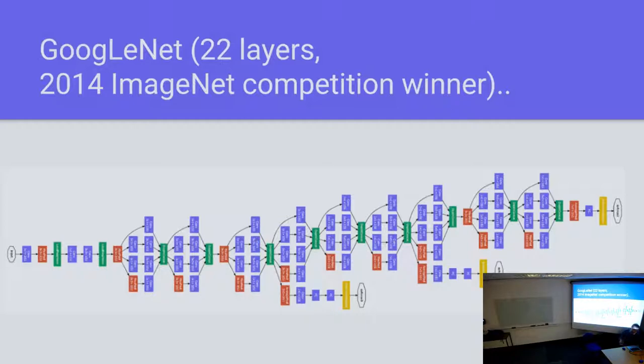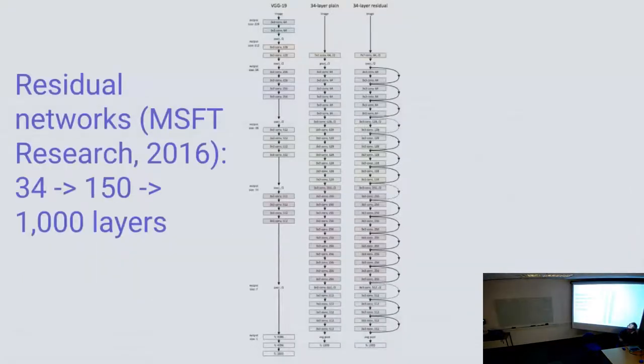This was the winner in 2014, so GoogLeNet. The 2016 winner, and I'm showing you the 34-layer network, but they actually scaled it up to 1,000 layers, was probably one of the most technically complex winners.